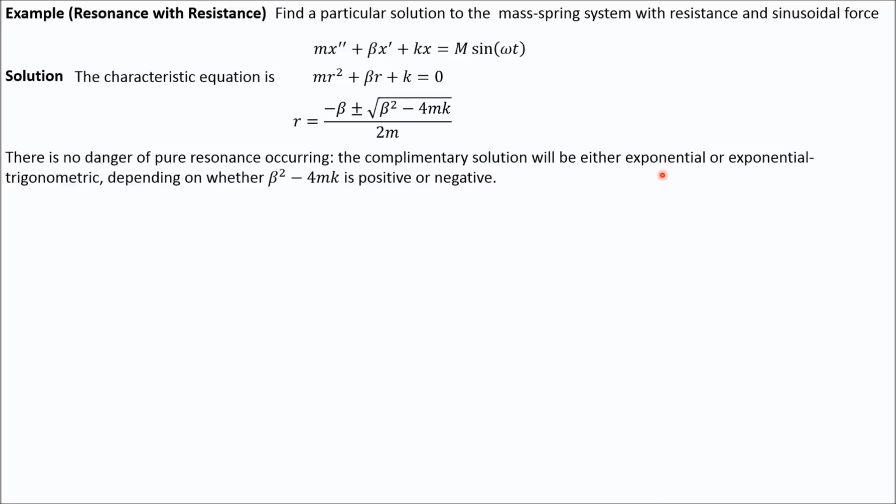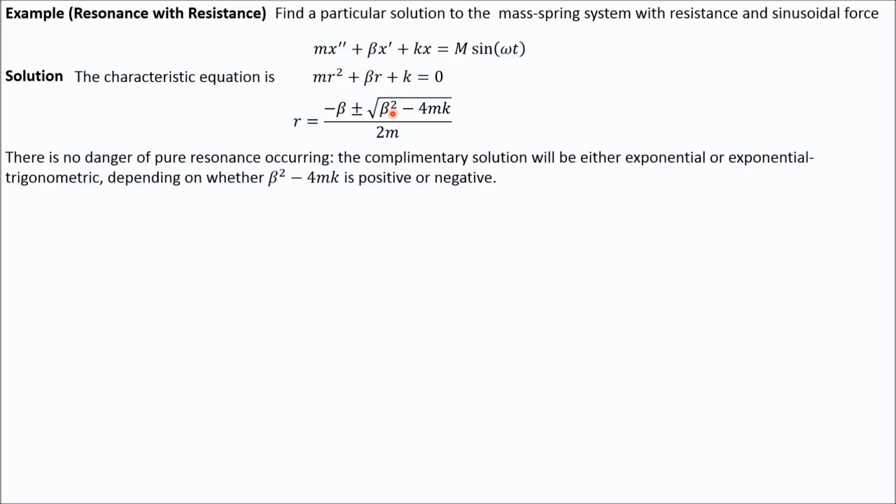And how do I know that? Well, recall that the complementary solution is e to the rt. For both of our roots, minus beta over 2m plus the square root and minus beta over 2m minus the square root, we have a real part, minus beta over 2m. And that real part corresponds to an exponentially decaying part of our solution, e to the minus beta t over 2m. So the complementary solution is always going to be exponentially decaying.